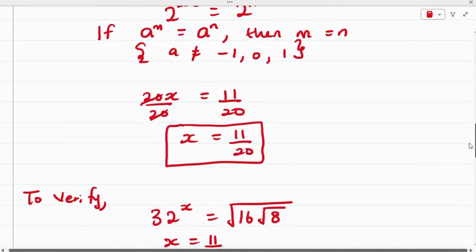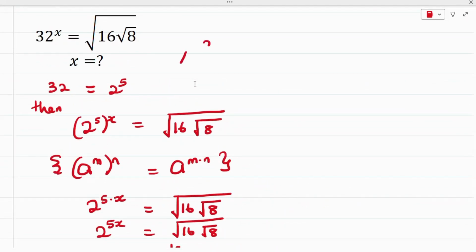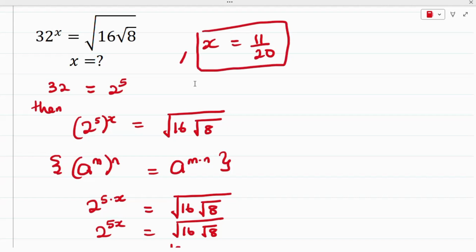So guys, this is how you can solve this nice algebra math problem, and hence we have the value of x to be equal to 11 over 20, and this is the final answer.